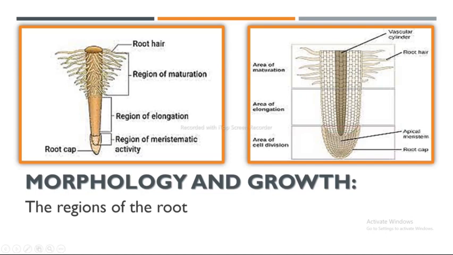In the second figure, you can see that there are three areas or three zones. First is the area of maturation, and the area of maturation includes the vascular strand and root hair. Second is the area of elongation, and third is the area of cell division. This is the apical meristem and this is the root cap as shown in the figure.